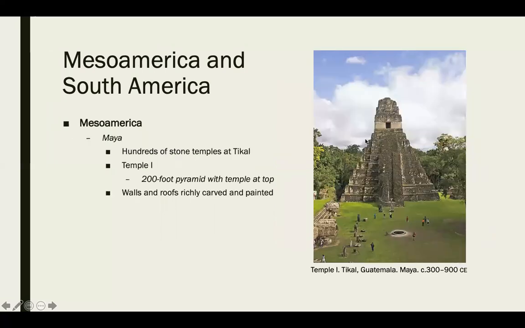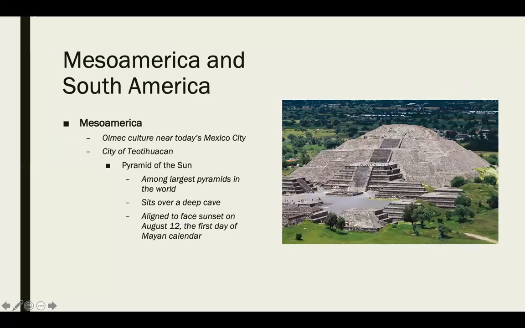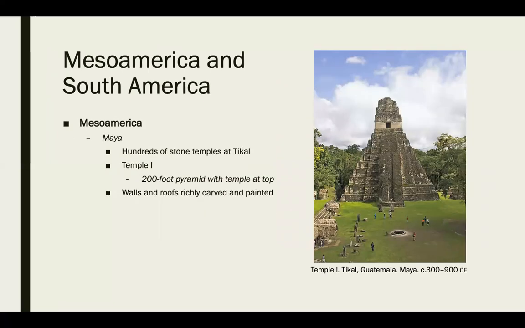In Mayan culture, we have hundreds of stone temples at Tikal. Temple 1 is a 200-foot pyramid with a temple at the top, and the walls and roof are richly carved and painted. Although this is still very large, this is fairly smaller than the Pyramid of the Sun, but there's a lot more of these.